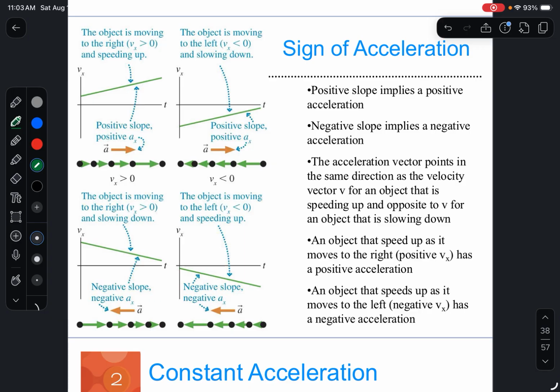Your acceleration vector points in the same direction as your velocity vector for an object that's speeding up, and opposite if your object is slowing down. So if I have an object that speeds up as it moves to the right, my velocity is positive, and it will have a positive acceleration. If I have an object that speeds up as it moves to the left, it has a negative velocity and will also have a negative acceleration.